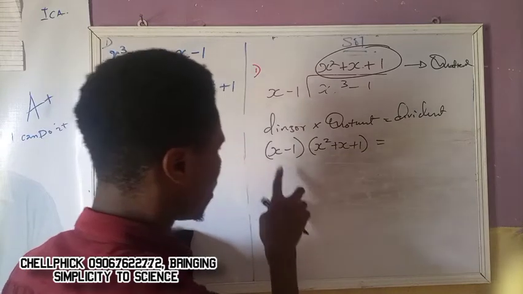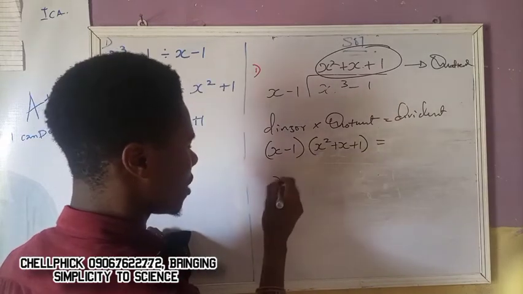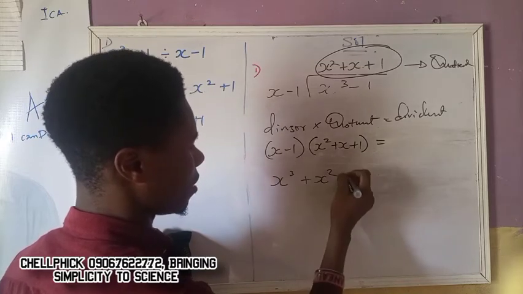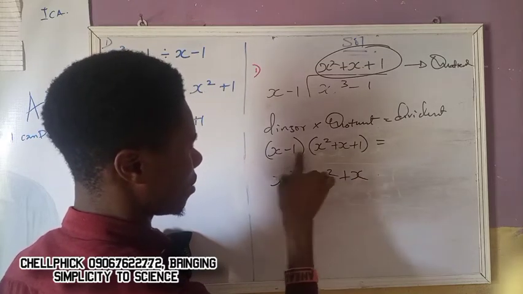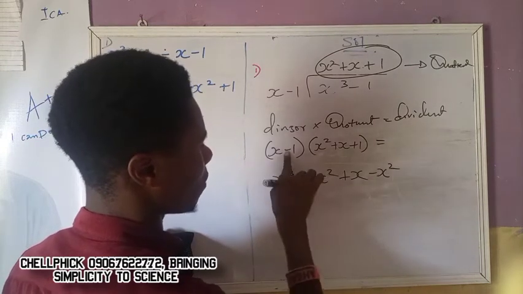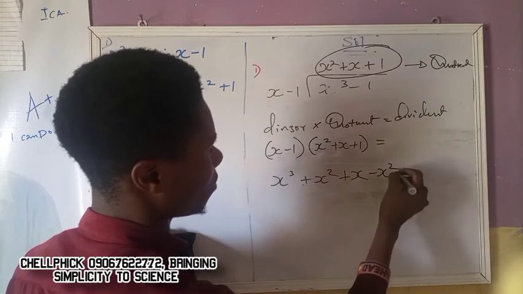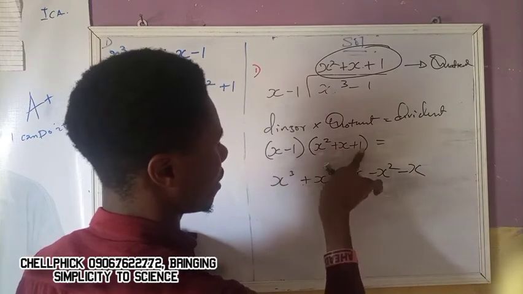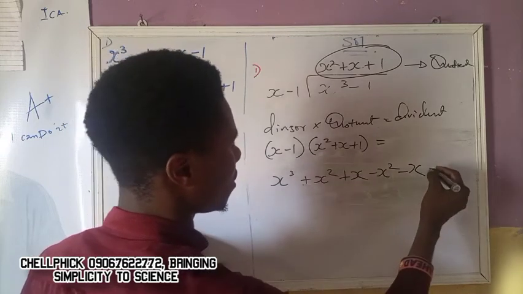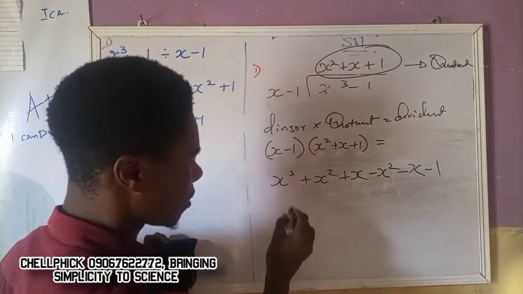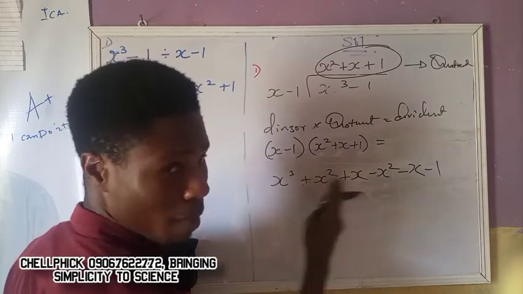Now look at it. So x times x squared means x raised to power 3. x times this, we have x squared. x times this means plus x, minus x squared. Minus 1 times x squared means minus x squared. So minus times minus is plus, so minus 1 times minus x is plus x. So minus 1 times this means minus 1. Do you see that? So now we are going to collect like terms. To collect like terms, we arrange them according to power.